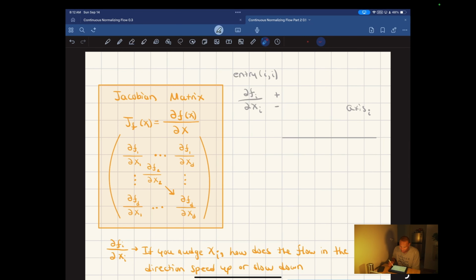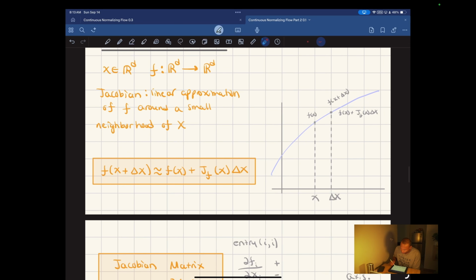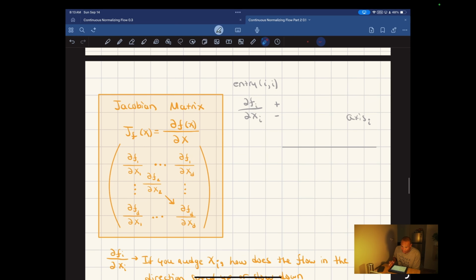And remember, we're talking about the Jacobian, right? So it's a linear approximation for a small neighborhood around an input x, an infinitesimal neighborhood. This is why we know the behavior of the particles around x. We're not just talking about a point x, we're talking about an approximate velocity for a small neighborhood around x.